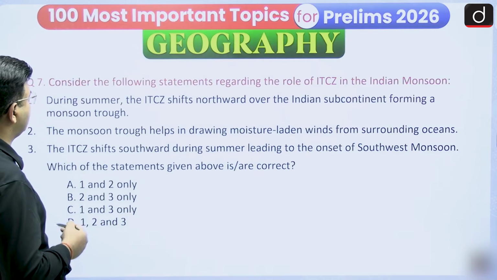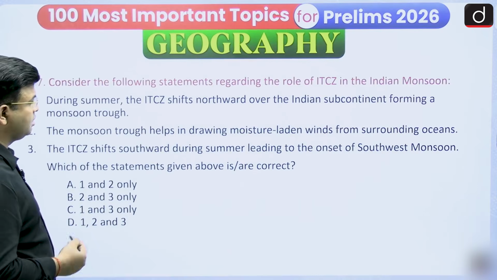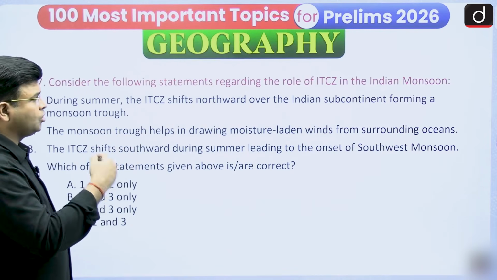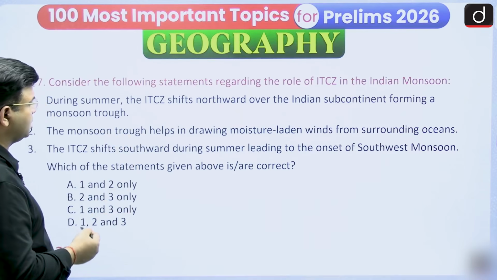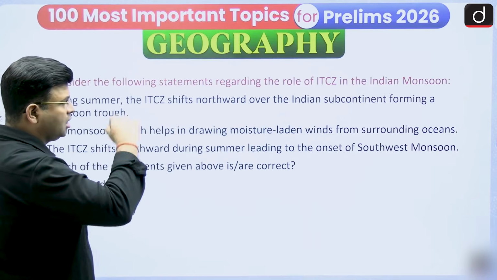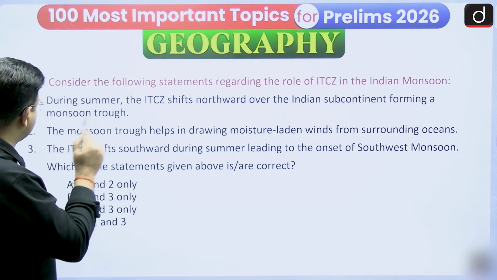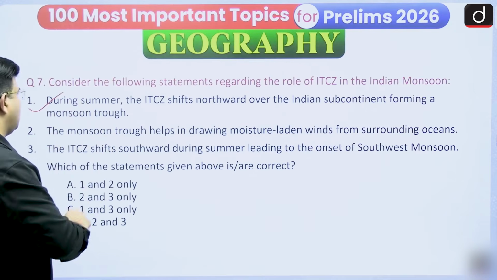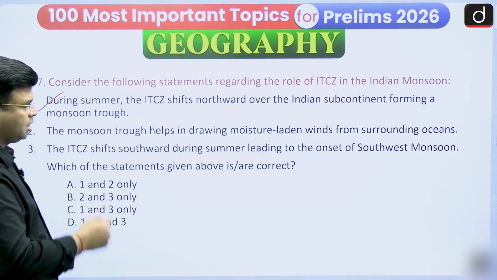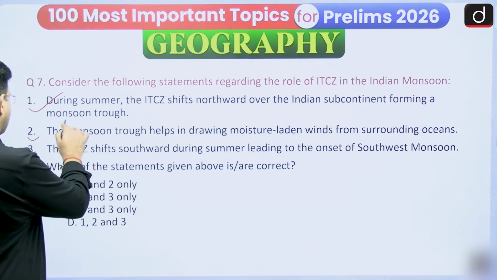Here, consider the following statements regarding the role of ITCZ in the Indian monsoon. We have to see that during summer, the ITCZ shifts northward over the Indian subcontinent, forming a monsoon trough. Yes, when it is going into the northern hemisphere, a low pressure or trough is created by the ITCZ. That is a correct statement, and it helps in drawing the monsoon. The monsoon trough helps in drawing moisture-laden wind from the surrounding ocean. Yes, this is also correct.